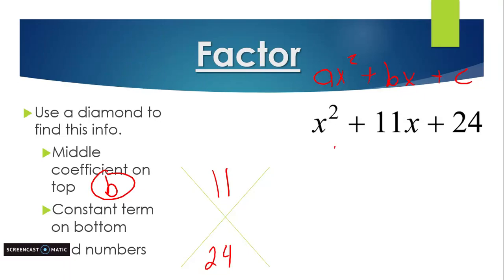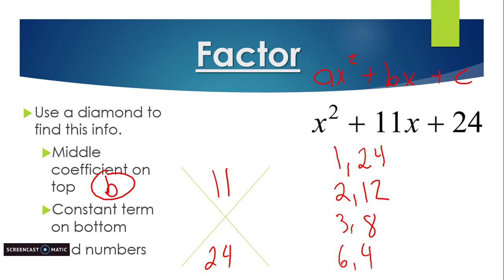And so let's list the factors of 24. 1 and 24, 2 and 12, 3 and 8, 6 and 4. I think I got them all. And so those are all the things that multiply to 24. So when I say it needs to multiply to 24, we're thinking factors. And then I said that they need to add to 11. Well, do any of these factor pairs add to 11?